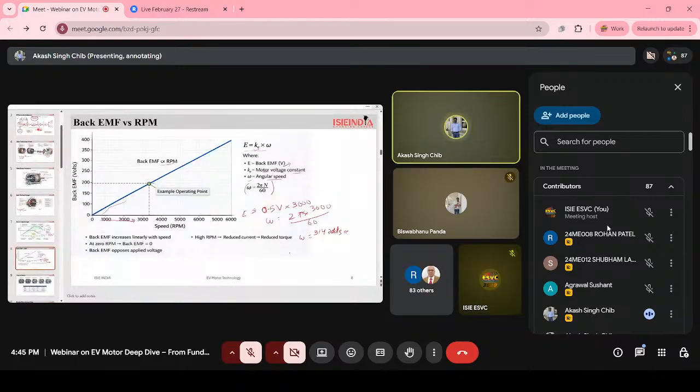Now calculate the EMF for me. We have Ke of 0.5 into 314. How much is it? 157. Yes, we are getting 157 volt back EMF. I hope you are understanding all. I hope everyone understands.